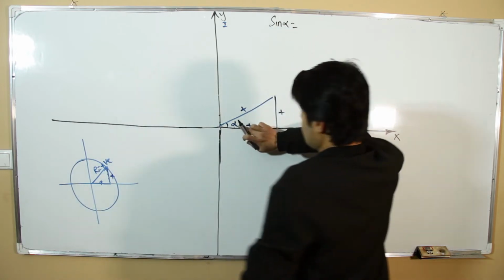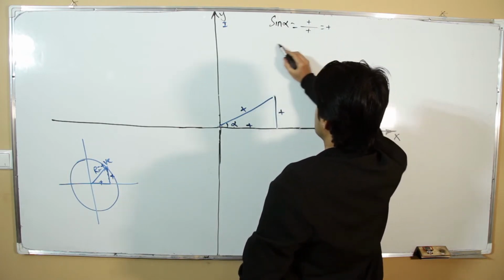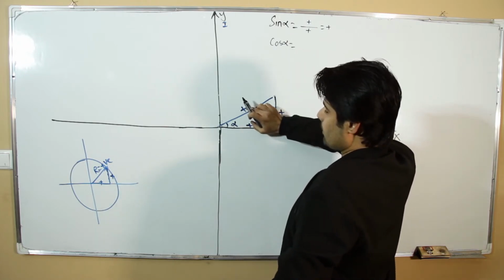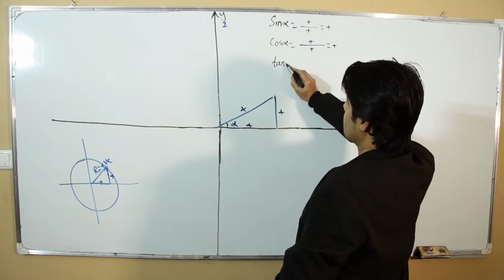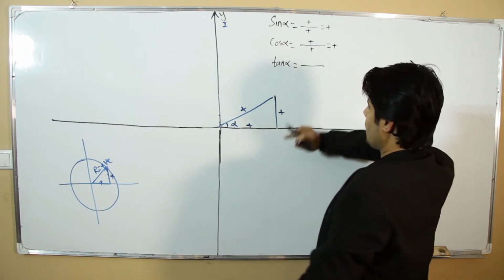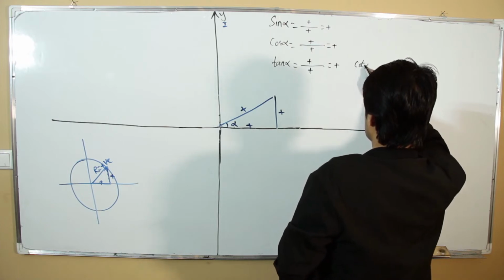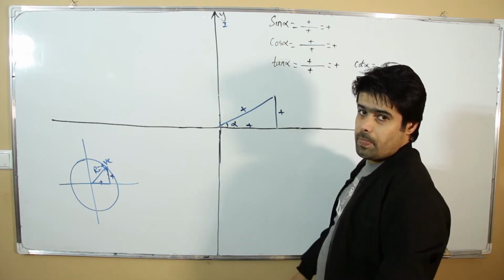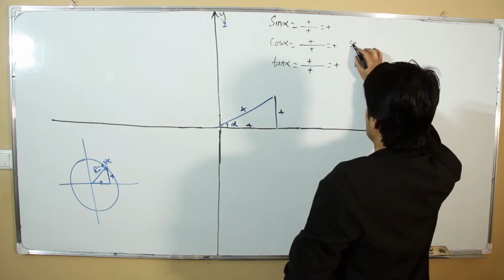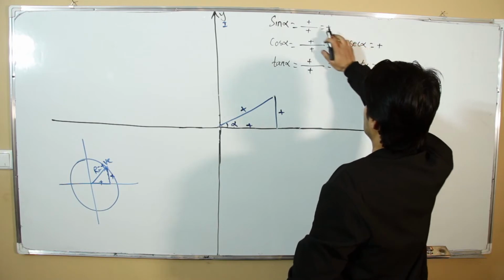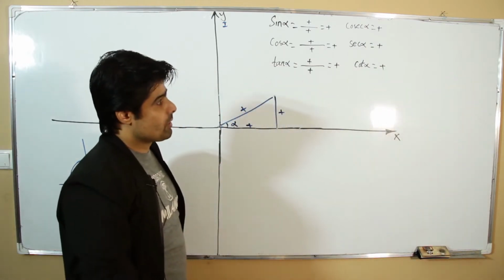Now define sine. Sine of alpha in the first region is opposite divided by hypotenuse, I mean positive divided by positive, which is positive. Define cosine alpha: adjacent divided by hypotenuse, positive divided by positive, which is positive. Define tangent alpha: opposite divided by adjacent, positive divided by positive, which is positive. And cotangent does not need to be defined in this triangle, it is just the opposite of the tangent. The opposite of positive is once again positive. Sec alpha is the opposite of cosine, so it is positive. And cosec alpha is the opposite of sine, which is positive.